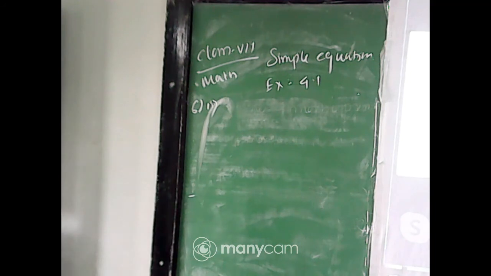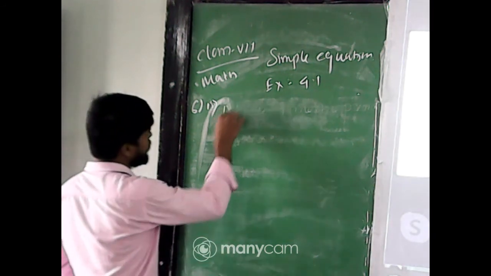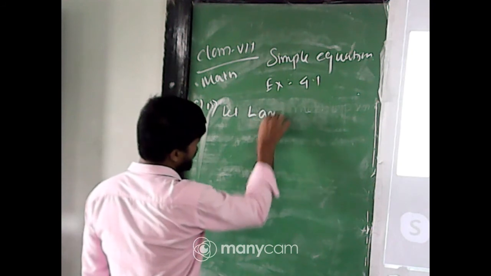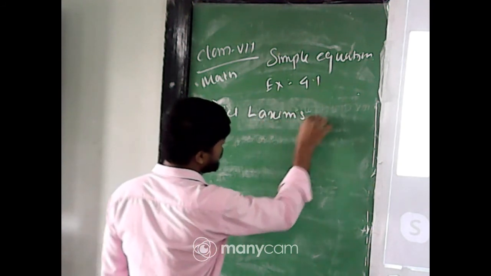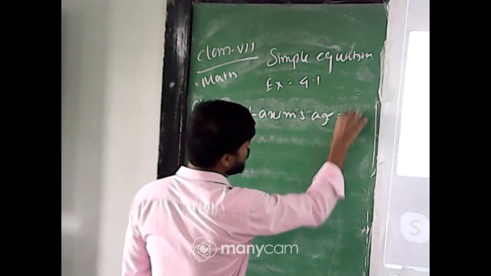Question number 2 is Lakshmi's father is 49 years old. He is 4 years older than 3 times of Lakshmi's age. He is 4 years older than what? 3 times of Lakshmi's age. Take Lakshmi's age to be y years. Okay, so let us consider, let Lakshmi's age be equal to y years.